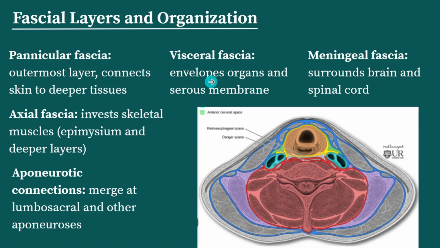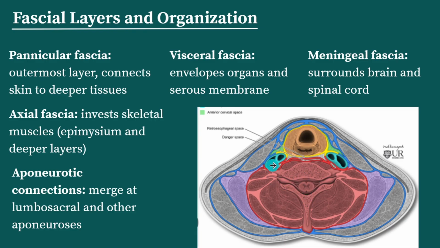Then we have the visceral fascia, which is enveloping organs and the serous membrane inside of our abdominal cavity. This yellow ring surrounding this area, let's say this tissue surrounding the windpipe would be the thyroid. There's a layer of fascia that's enveloping that, and that would be a visceral fascia. And then finally we have meningeal fascia, which surrounds the brain and the spinal cord. Here in the cutout, we have a little cut of the spinal cord. Surrounding that is going to be your meningeal fascia.